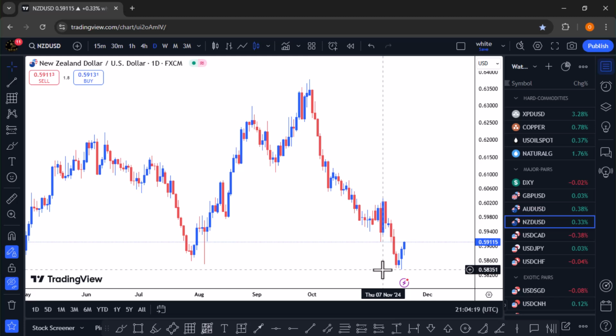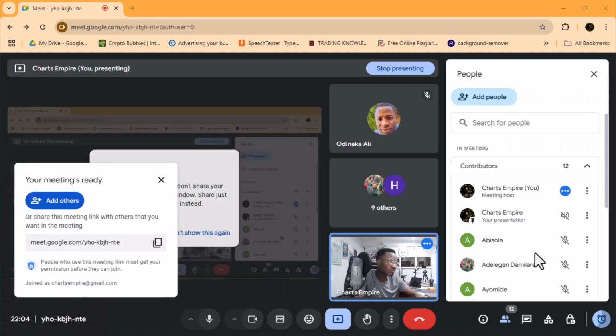Manage your profit, trade your profit, and watch out for the next trading setup coming up in the community. Right? Do you have a question? Do we have a question? No question.